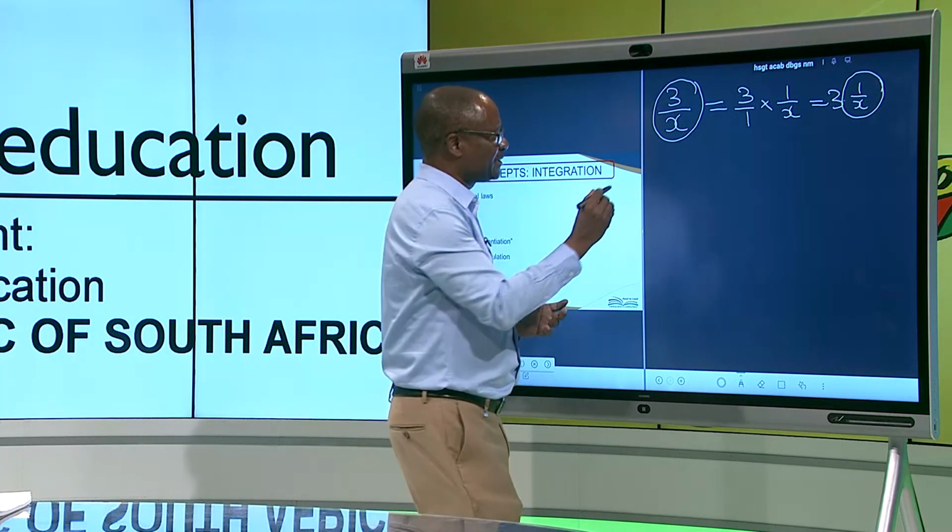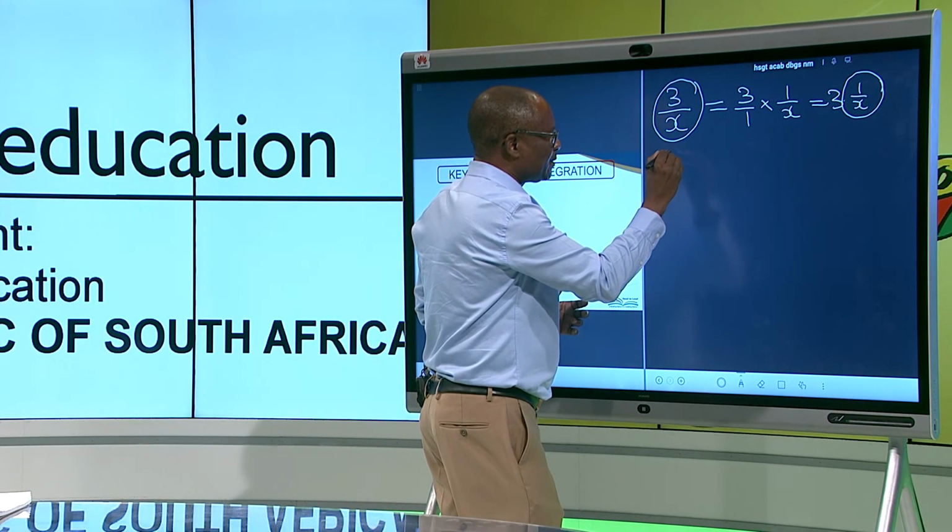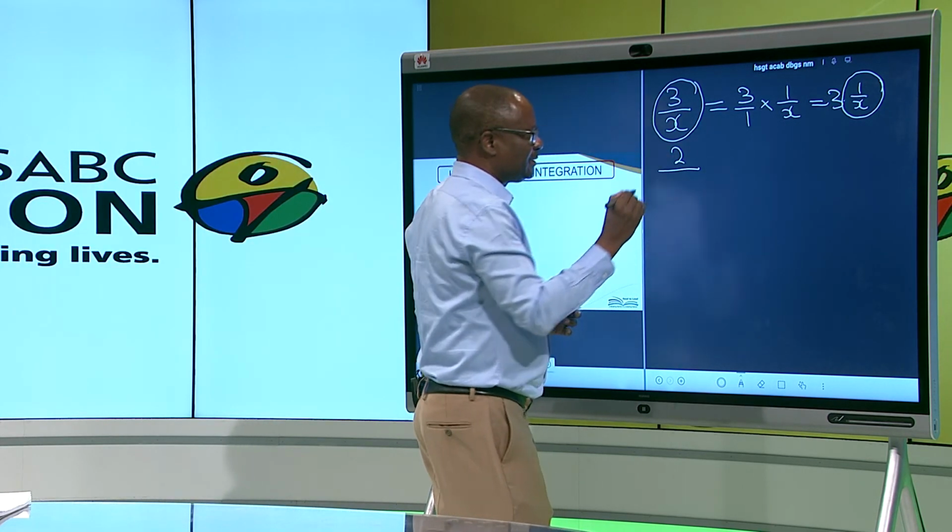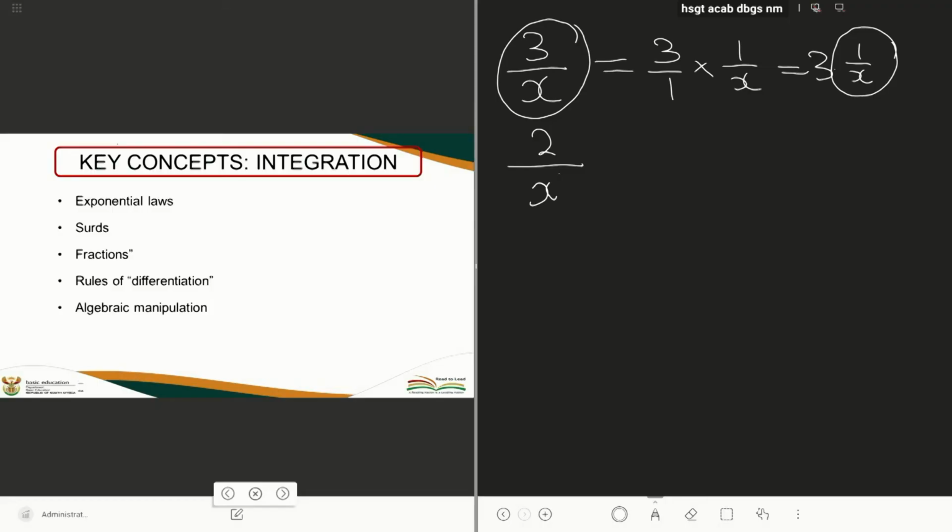Here, let me give you an example, like 2 divided by x squared. It's a fractional form. But is it possible for me to change this 2 over x squared into the format that would give me 1 over x? No, it is not possible. What I do in that regard is still split my fraction, which will be 2 divided by 1 multiplied by 1 over x squared.